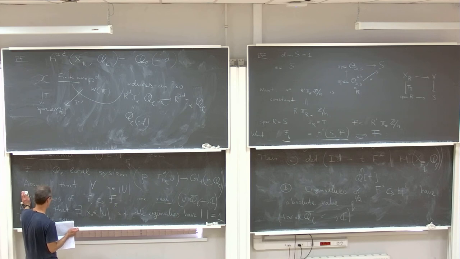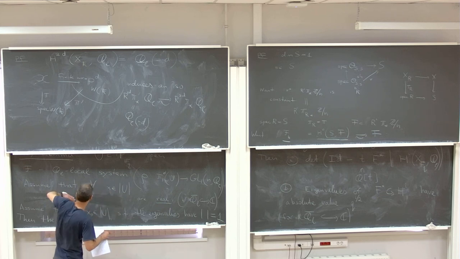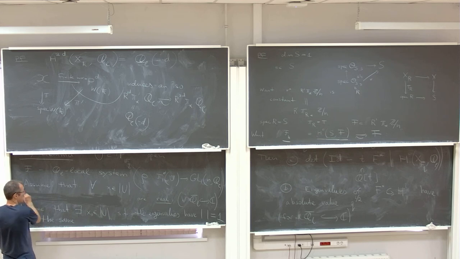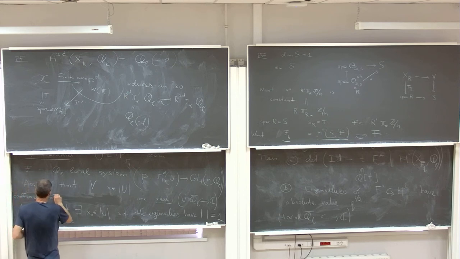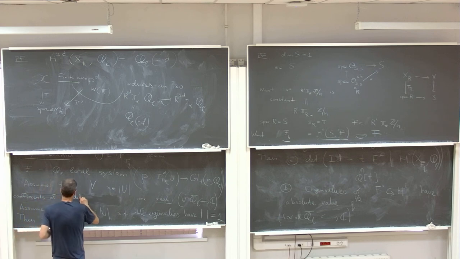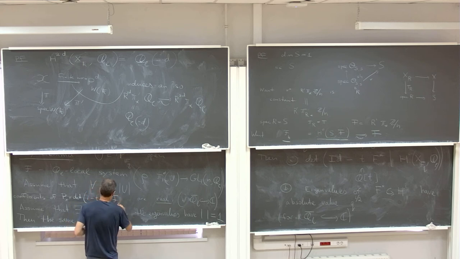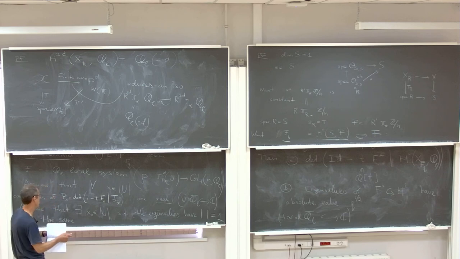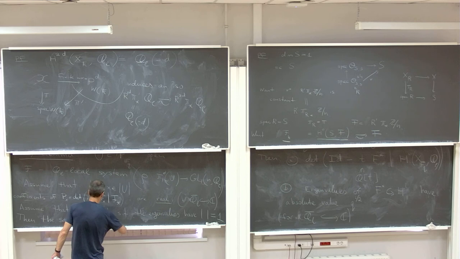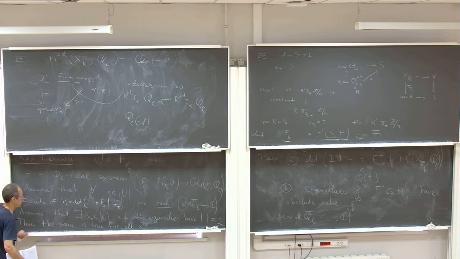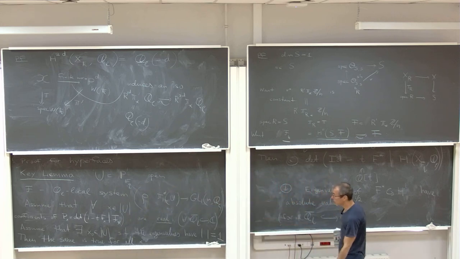So, I don't want eigenvalues. I want coefficients of the characteristic polynomial. I want weaker assumptions. So assume that the coefficients of the characteristic polynomial, which is the determinant of 1 minus t times the Frobenius, are real numbers. That's weaker than saying that they're zeros, because they're real. And assume that at one point the eigenvalues have absolute value one. Then the same is true for all x.